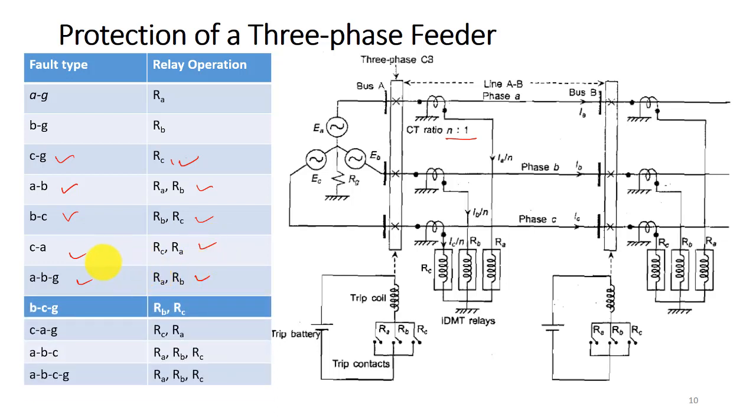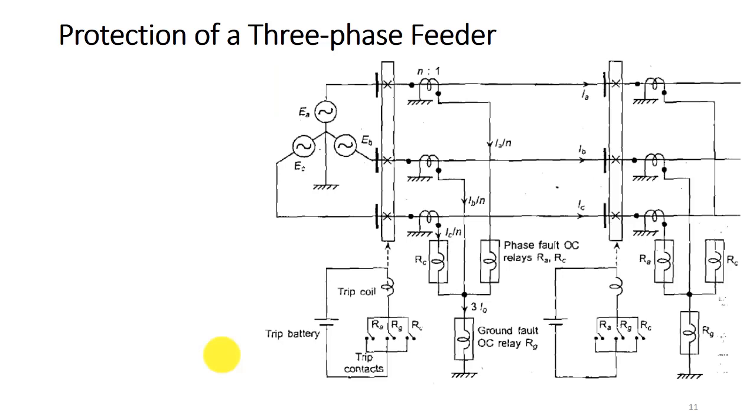Similarly, for fault BCG, RB and RC will operate, and for CAG, RC and RA, and for ABC, RA, RB, RC, and ABCG, right? This is for three-phase ground fault, ABC, all the relays will operate. Okay, so this is how the relay arrangement is there for the three-phase feeder protection. Right, in detail it is given, right?